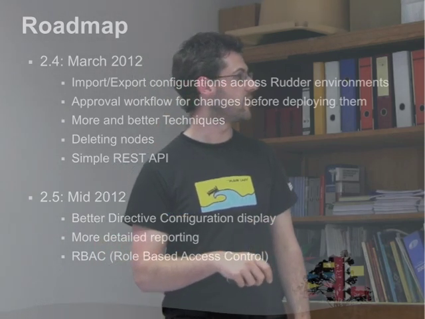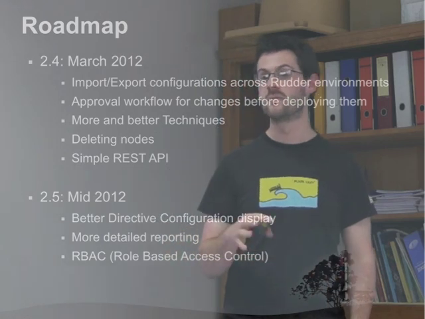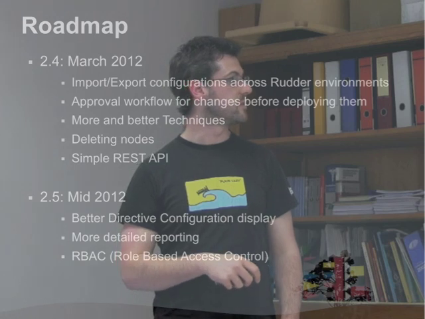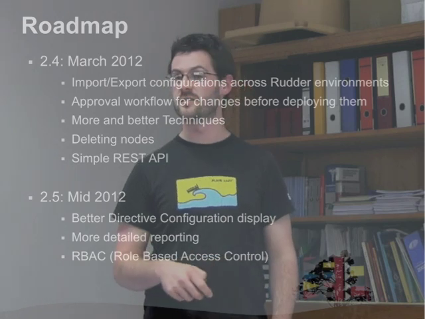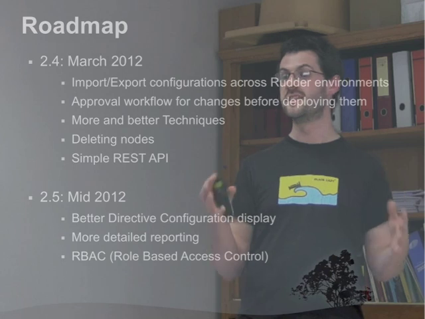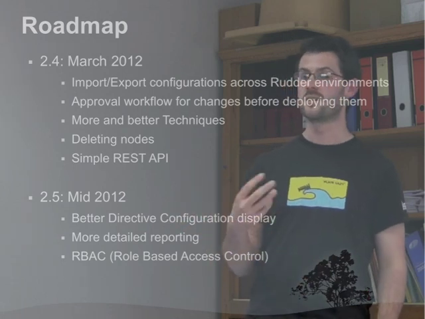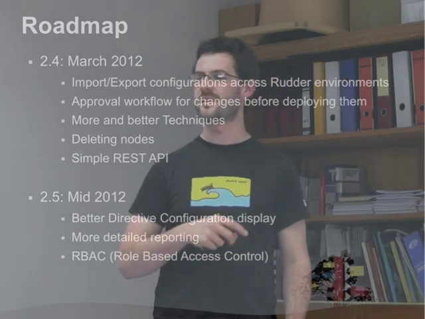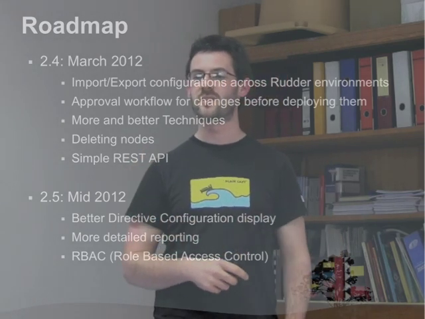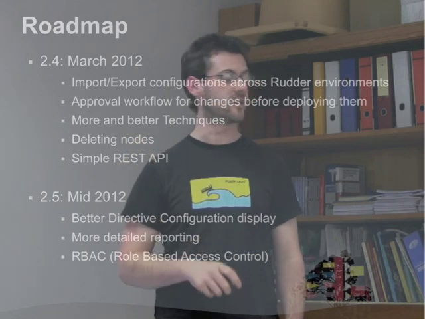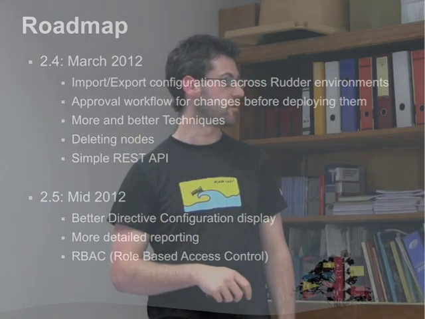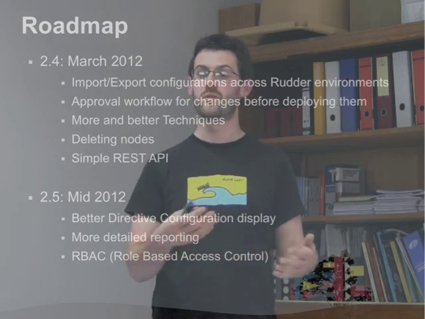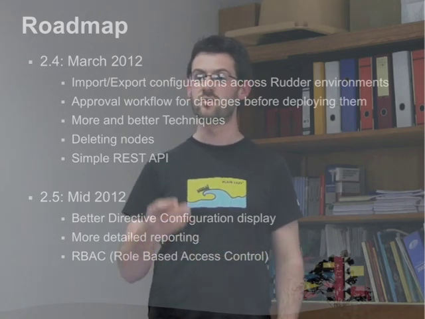Next version, 2.5, should be mid-2012, so roughly August. We're on a 4-month release cycle. We're going to improve the directive configuration display. I said earlier that's the least nice section. We're going to sexify that, I think is the official term. Lots of Ajax, making it easier to see what's happening, and contextual help available. More detailed reporting; currently it's kind of, it works, it doesn't work. More history, more ability to drill down.